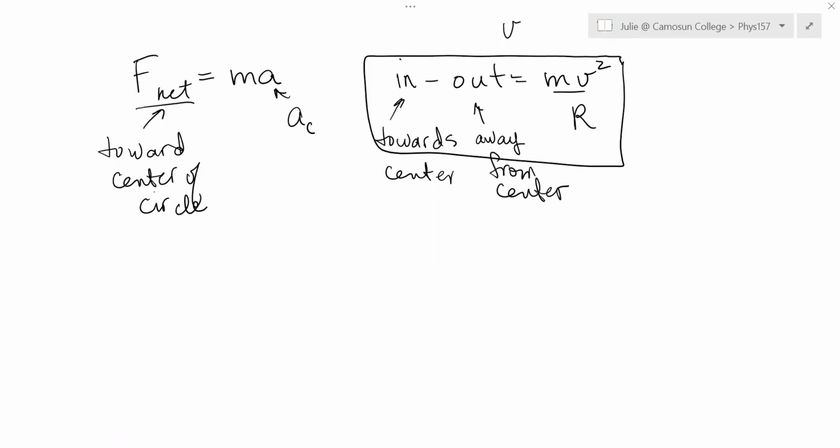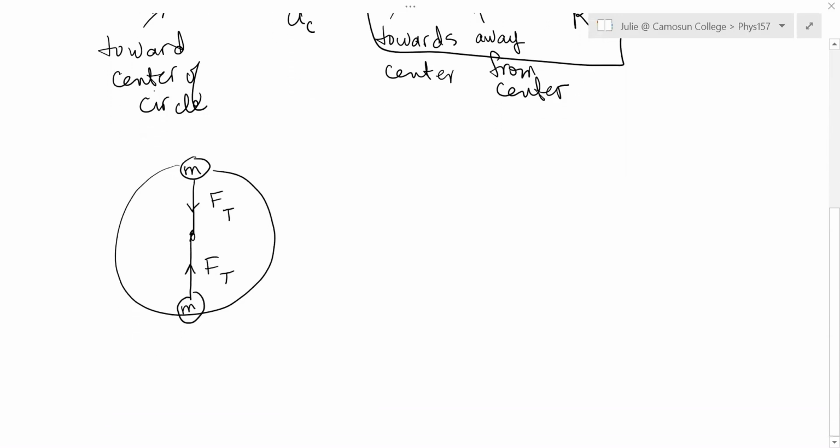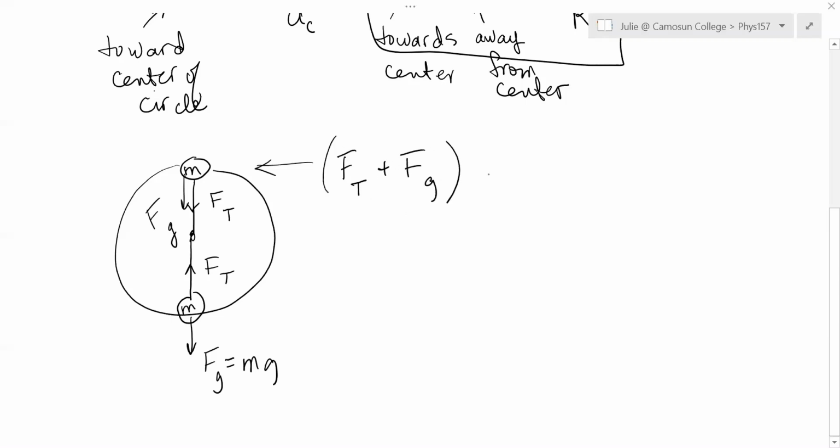Okay, so the examples that you're going to get are like a ball on a string. Say you have this ball that's being twirled in a vertical circle on a string. Remember, strings only pull, so the force of tension is always pulling on the ball, whether it's at the top of the swing or the bottom of the swing. The force of gravity is always acting down, even if it's up here. When you're at the top and when you're at the bottom, the ins and outs are different. At the top, the in forces are the force of tension and the force of gravity. There's nothing out. And so that's mv squared over r.